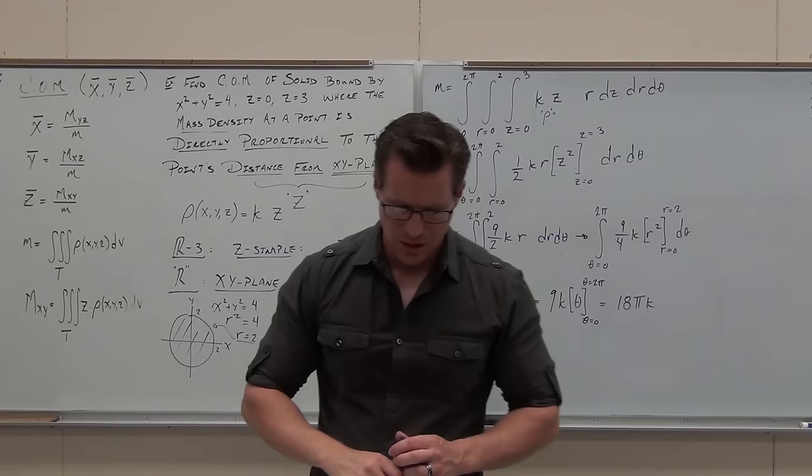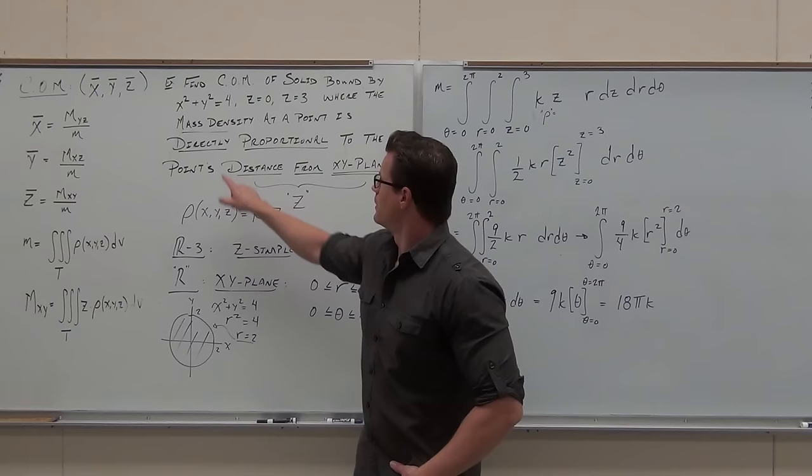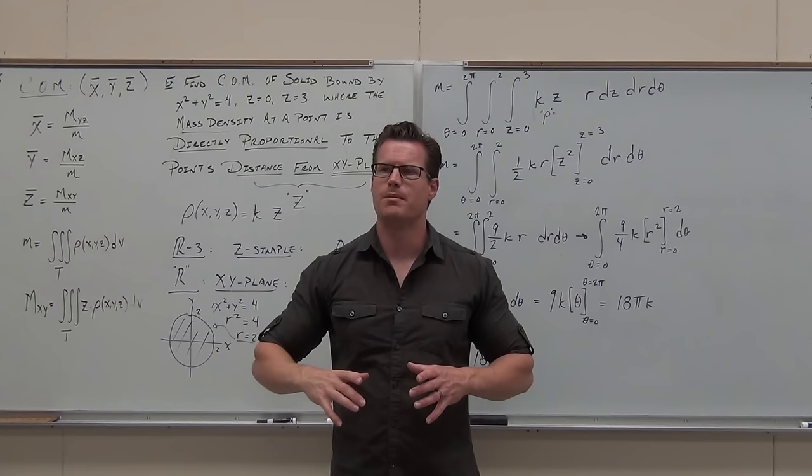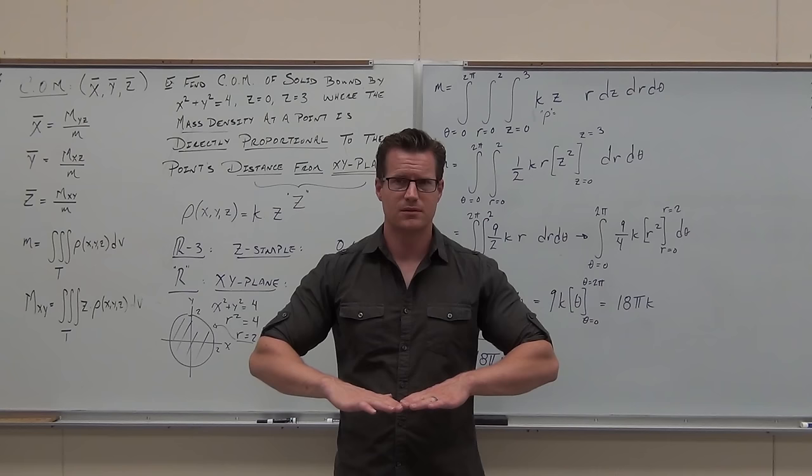Now, I want to talk about shortcuts. I want you to picture something right now. I want you to picture this cylinder. True or false? The z-axis is going right through the middle of that cylinder. Okay? So, if our mass density is directly proportional... Are you thinking? You should be thinking. At least picturing. I can't see if you're thinking.